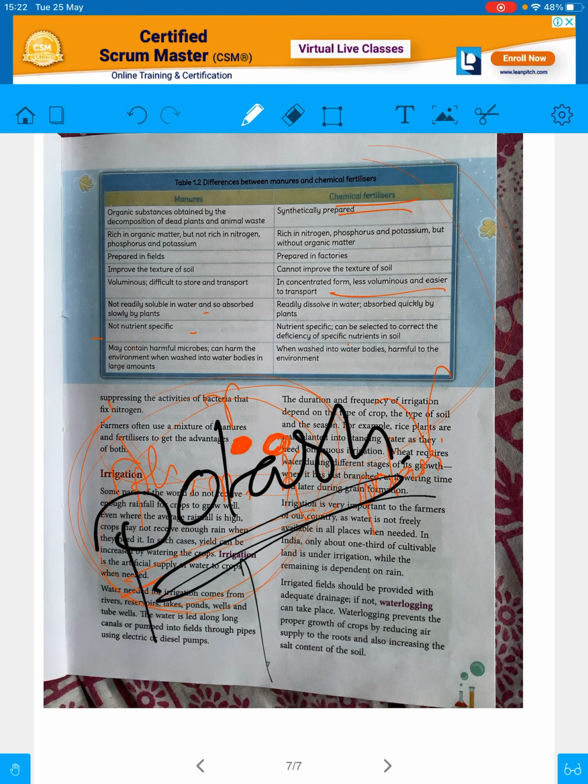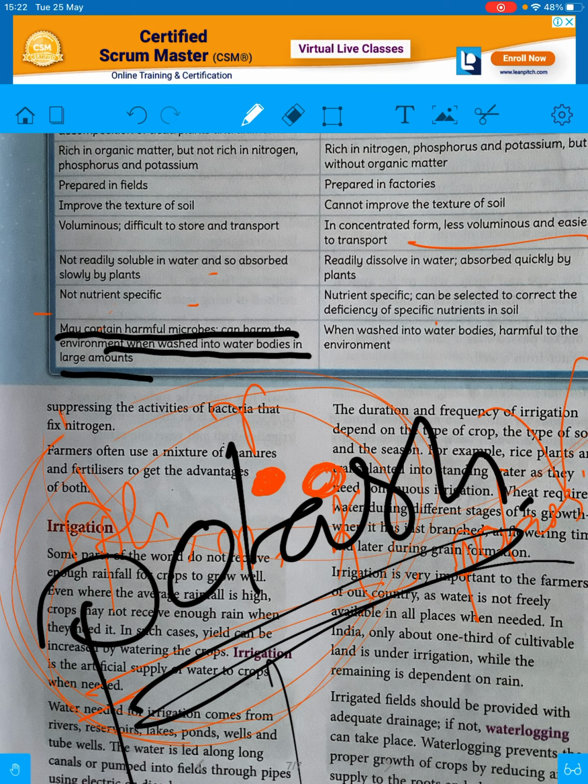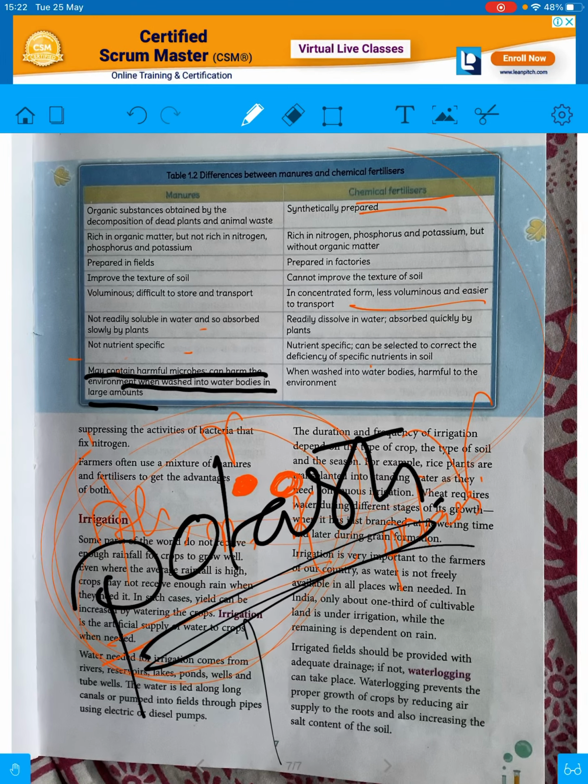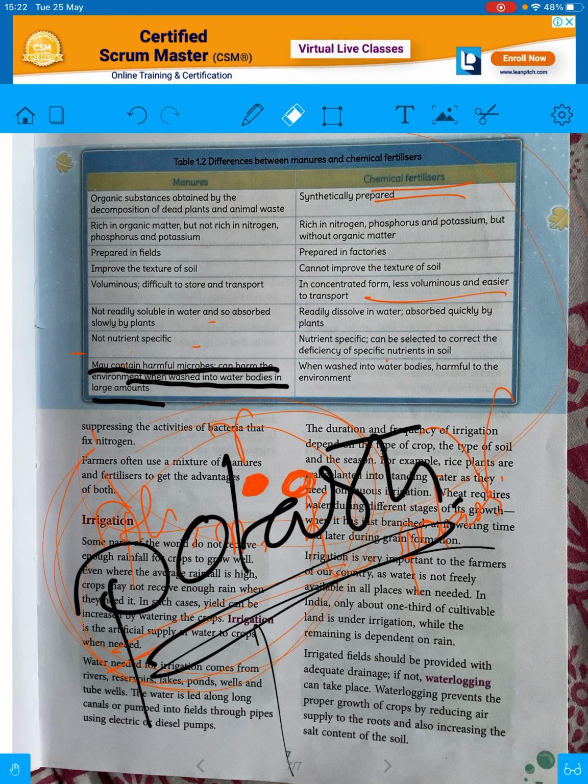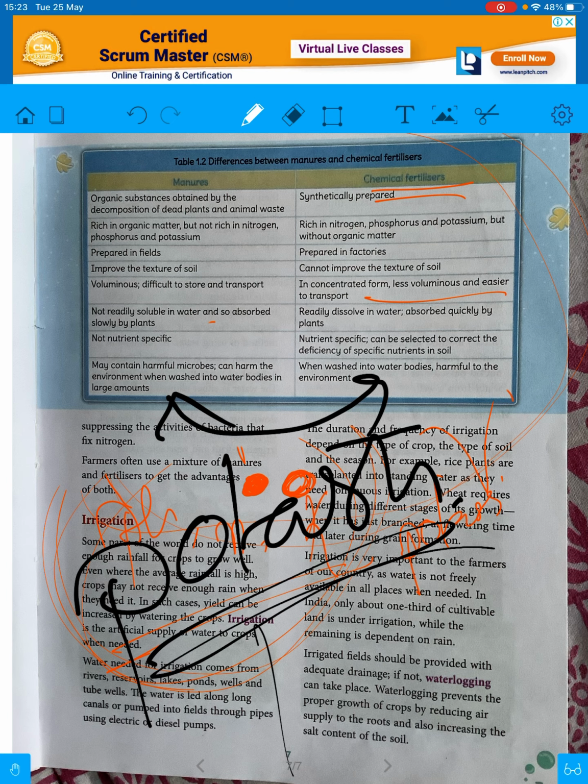May contain harmful microbes, can harm the environment when washed into water bodies in large amounts. The manures can contain harmful microbes and can harm the environment when washed into water bodies in large amounts. Same here also, when washed into water bodies, it is harmful to the environment. They both can be harmful for the environment in some way or the other, but this one is less harmful and this one is more harmful compared to each other.